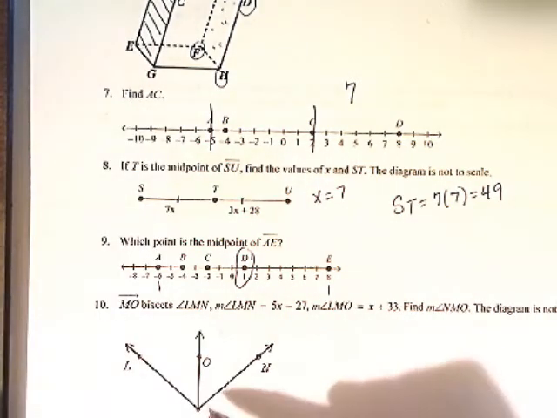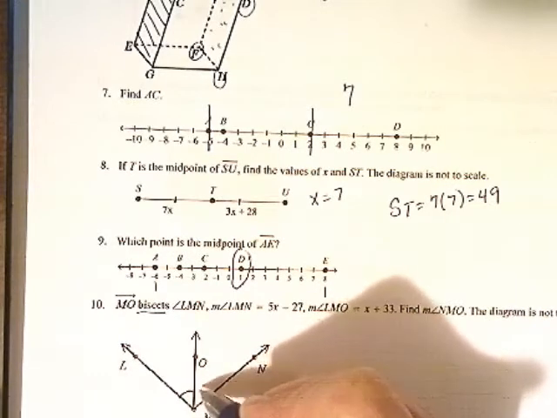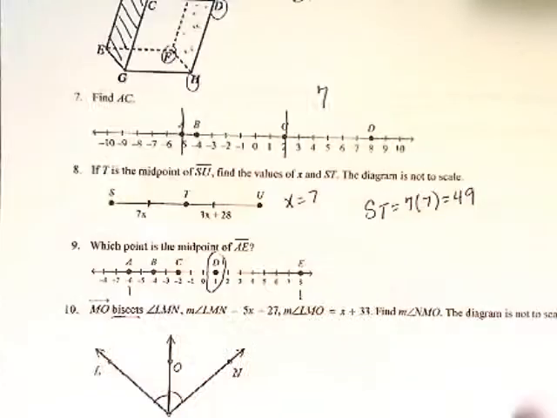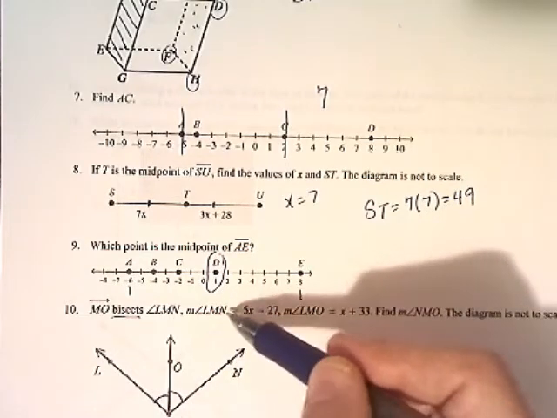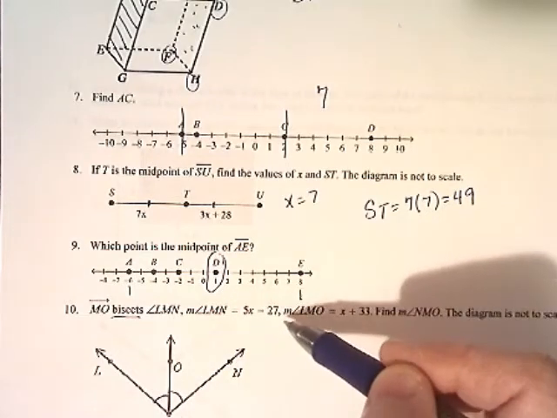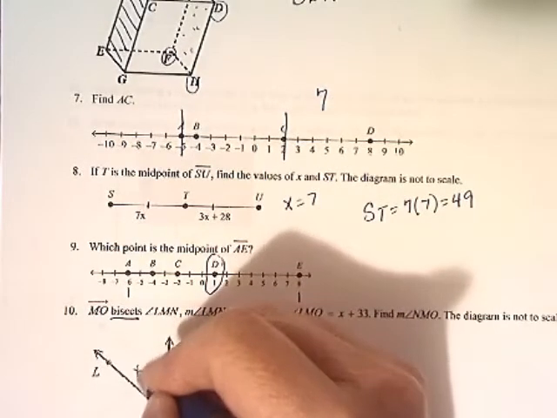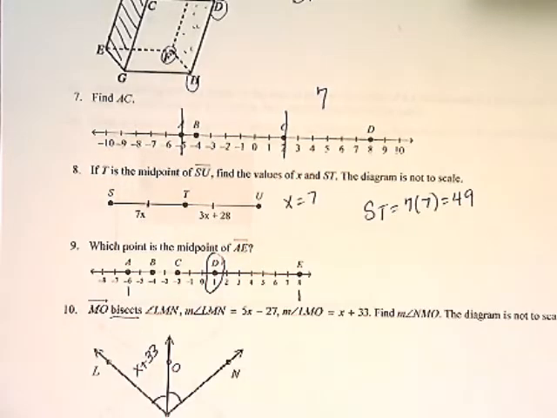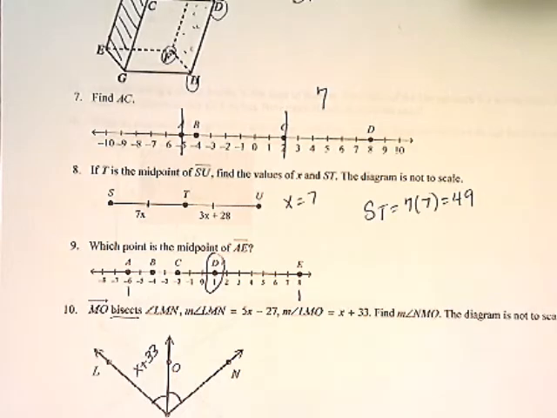10 says MO bisects. That's a powerful word. It cuts these into two congruent angles. Angle LMN is the big angle. Angle LMN is 5x minus 27. Angle LMO is x plus 33. Find NMO. The diagram is not drawn to scale.